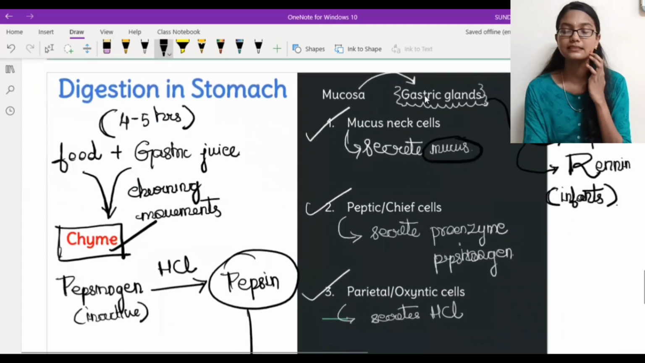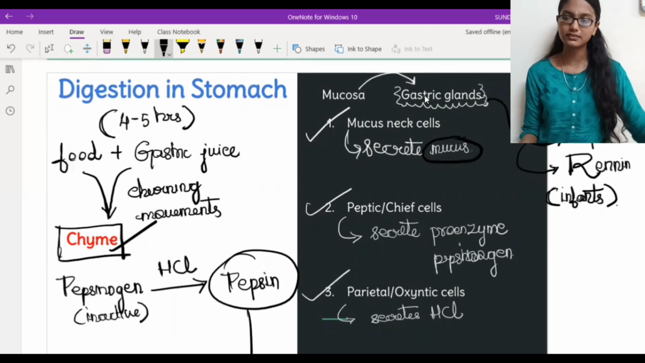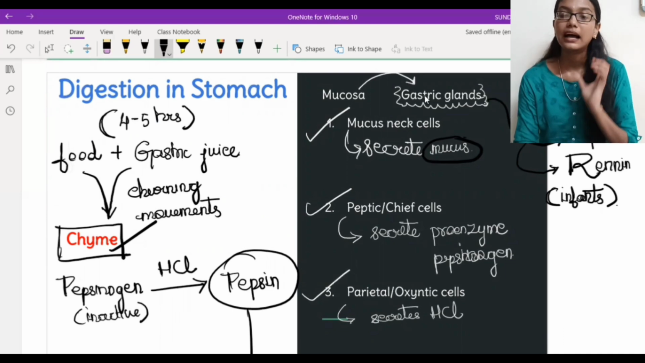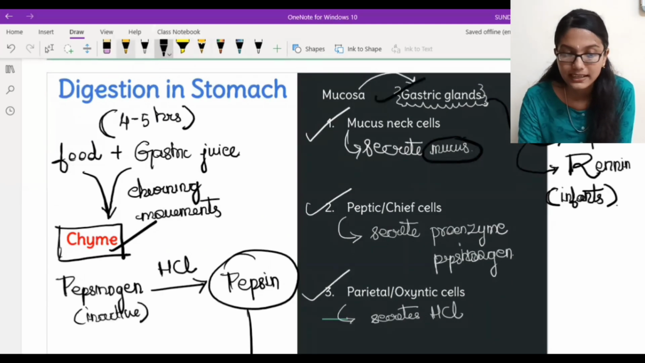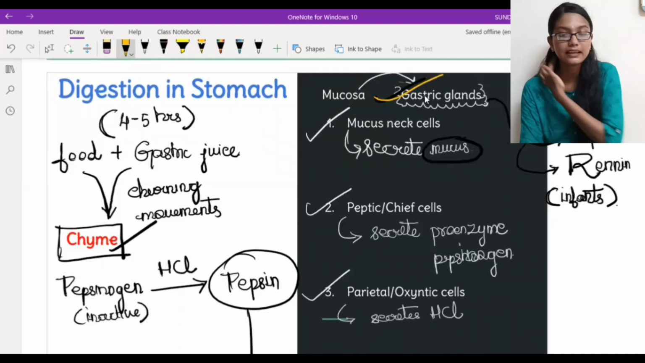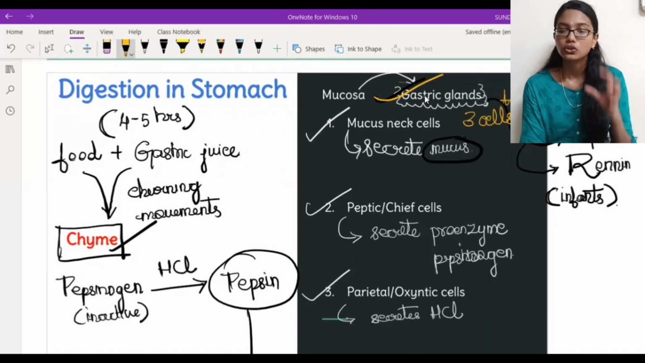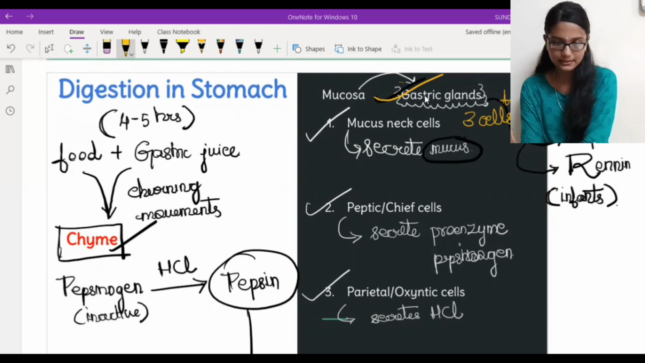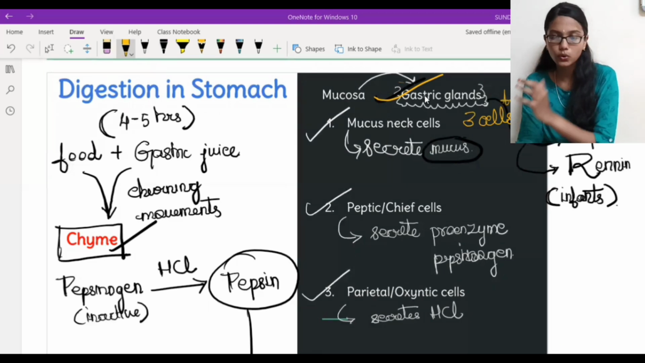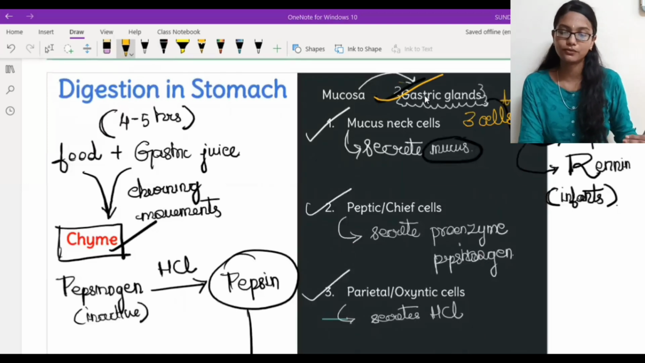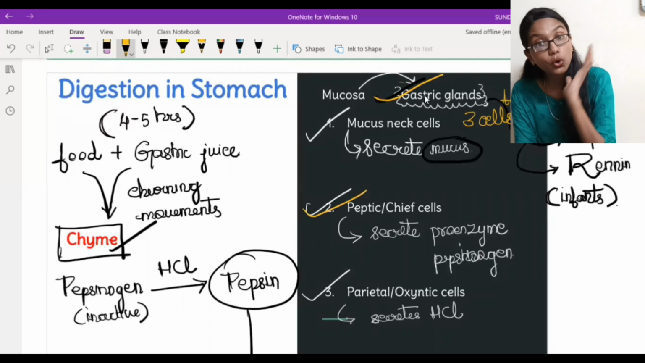Now let us understand what happens in the stomach, digestion in the stomach. We already know what the different layers of the stomach are. The mucosa layer has some glands associated with it called gastric glands. These gastric glands have three types of cells. The first type of cell is the mucus neck cell. What does this do? It secretes mucus, which is a different type of liquid. Another type of cell is the peptic or chief cell. What does this do? It secretes the proenzyme, which is pepsinogen.